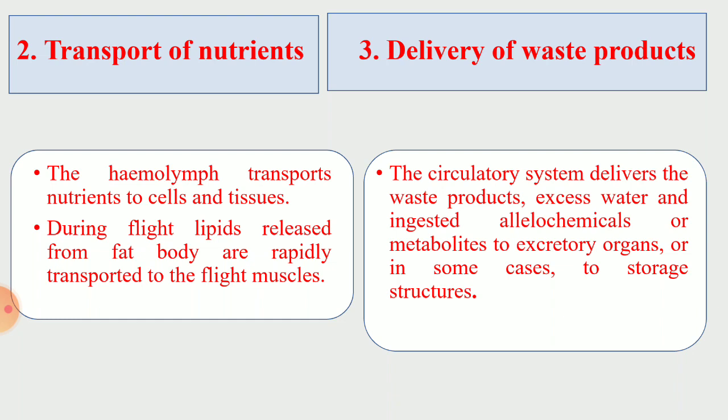Then the third one is delivery of waste products. The circulatory system delivers the waste products, excessive water absorbed from food such as a food meal or plant sap, and ingested allochemicals or metabolites to excretory organs or in some cases to storage structures.